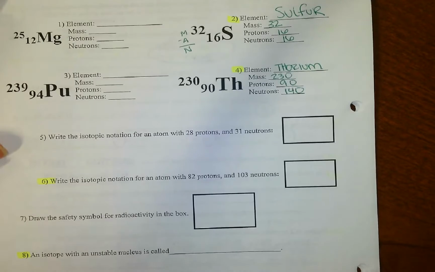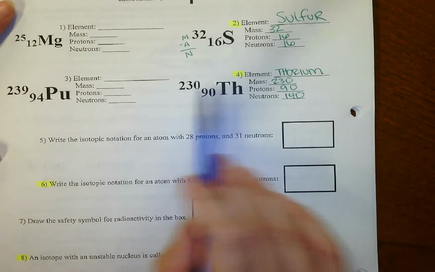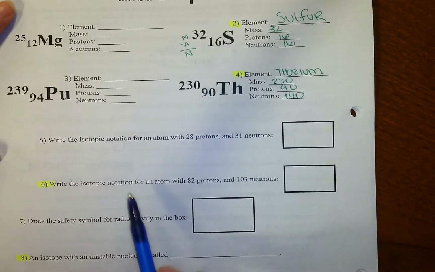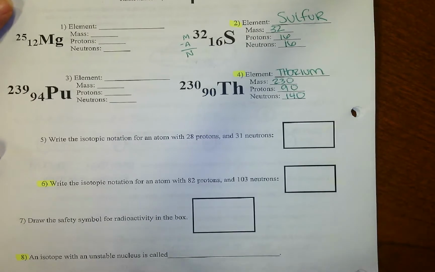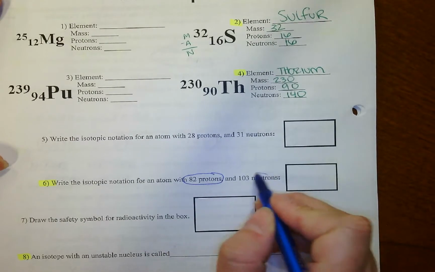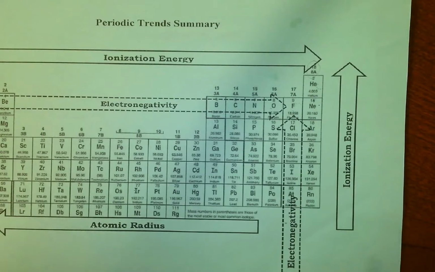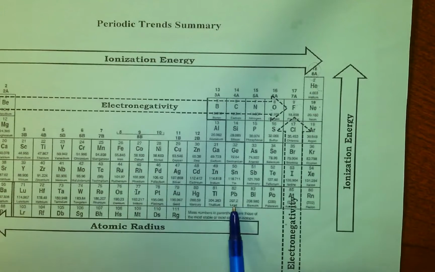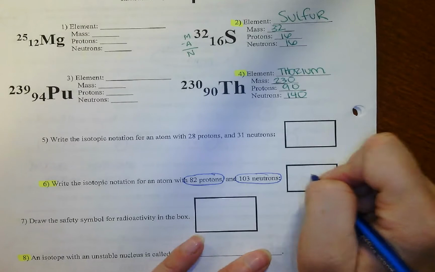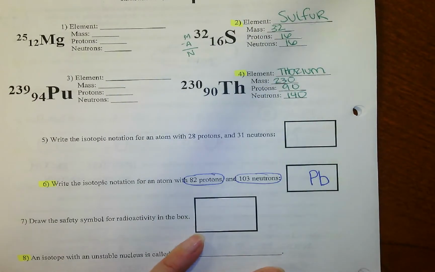Those top 4 questions are the opposite of 5 and 6. So on the top questions, we gave you the symbol, you gave me the numbers. Now I'm giving you the numbers, you need to put them back into the symbol. So it says, write the isotopic notation for an atom with 82 protons and 103 neutrons. So the first thing you have to know is 82 protons is your atomic number. And number 82 is lead, Pb, plumbium in Latin. That's why it's lead P. It just is. It's weird, people. Pb is number 82 on the periodic table. That's how I chose my symbol.